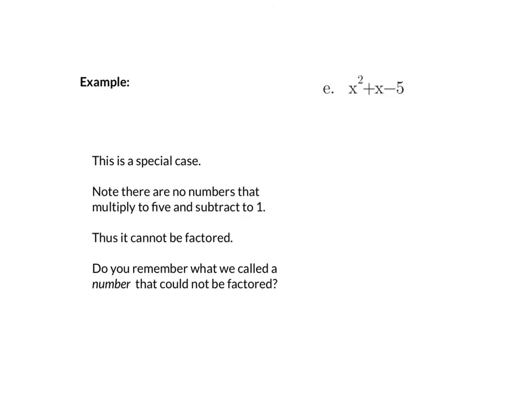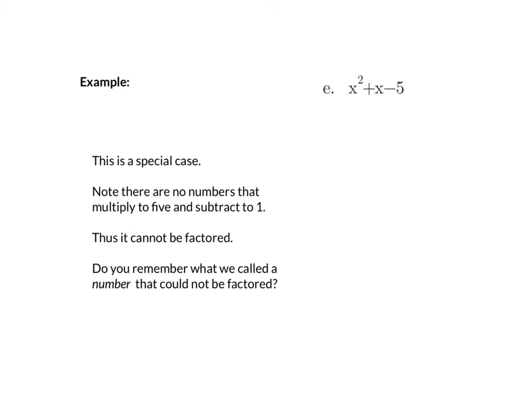This is a special case. Note there are no numbers that multiply to 5 and subtract to 1. The only things that multiply to 5 are 1 and 5, and you can either add those to 6 or subtract them to 4. But nothing gives us 1. So there are no numbers that work. Thus, this cannot be factored.